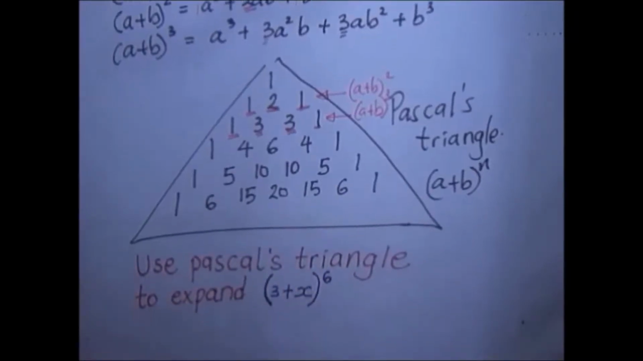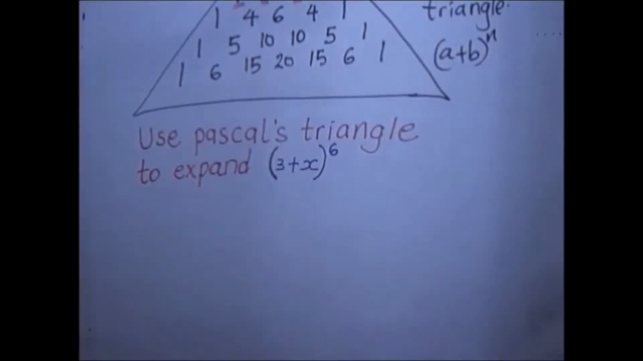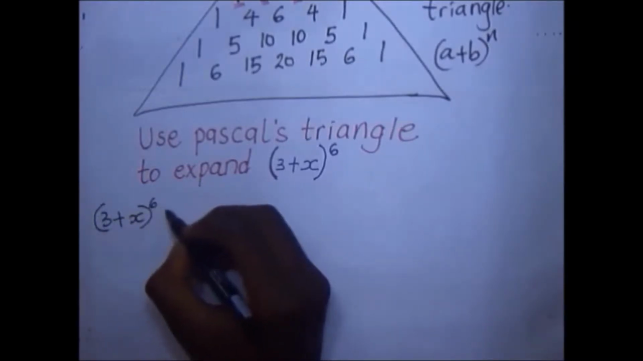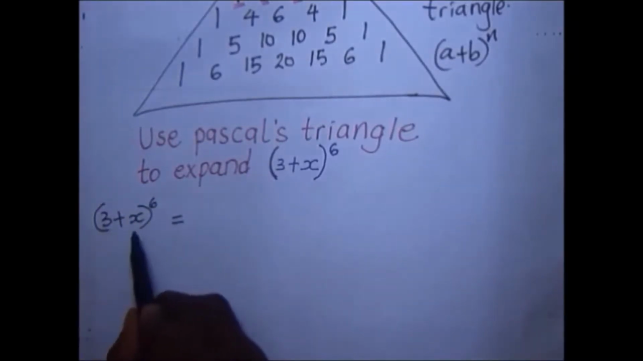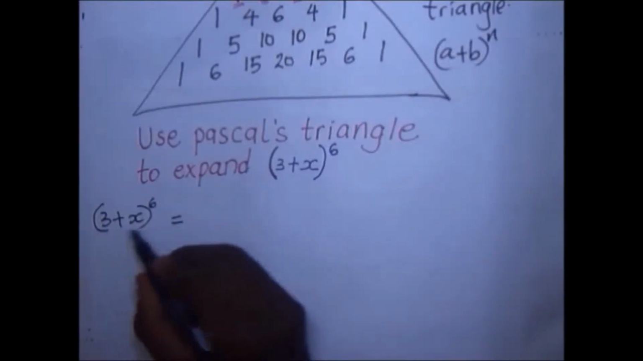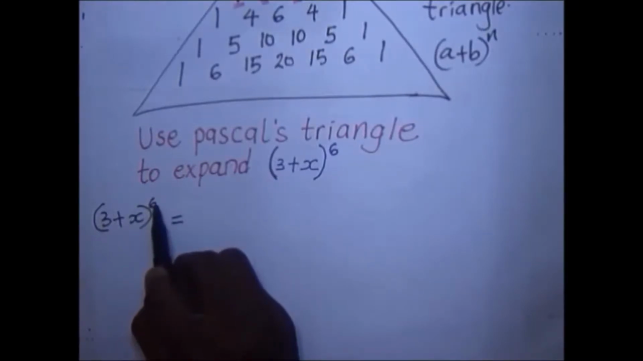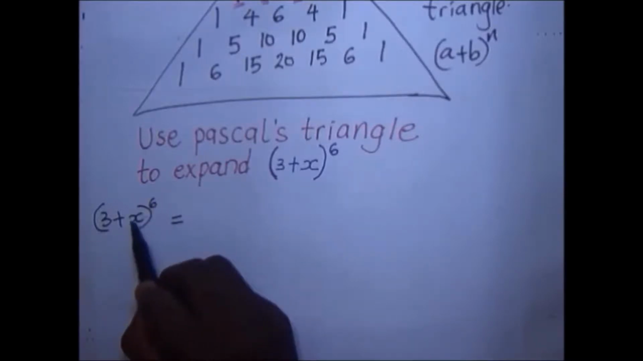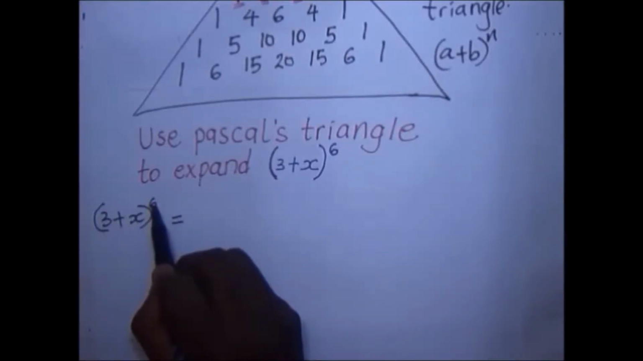So we shall look at an example where we can use Pascal's triangle to expand. Use Pascal's triangle to expand (3 + x)^6. This is the first term, this is the second term. Because it is to the power 6, we expect 7 terms. If it is to the power 5, we expect 6 terms. If it is to the power 4, we expect 5 terms. If it is to the power 3, we expect 4 terms.